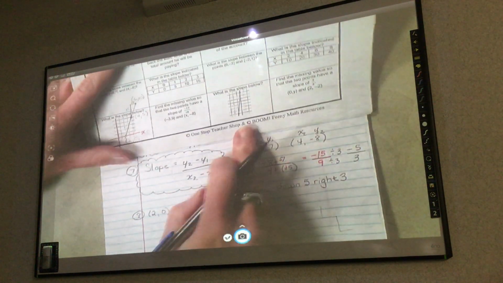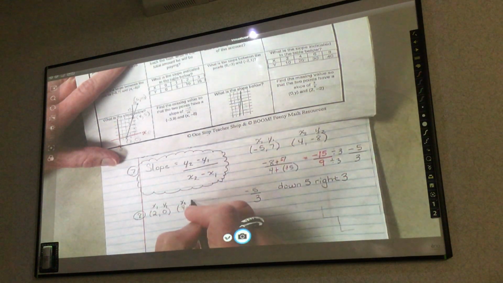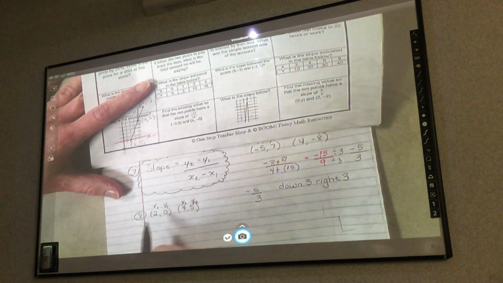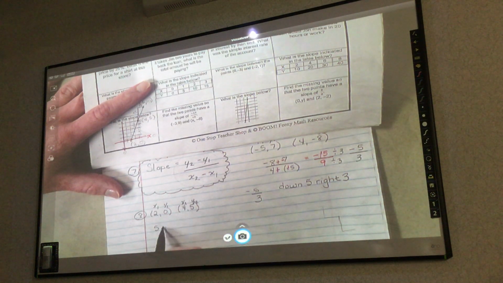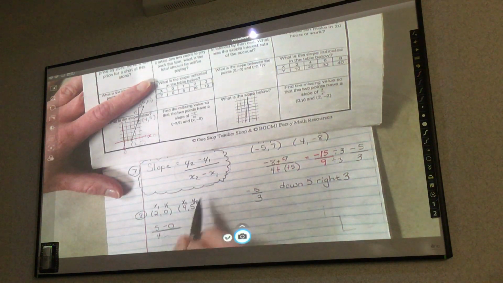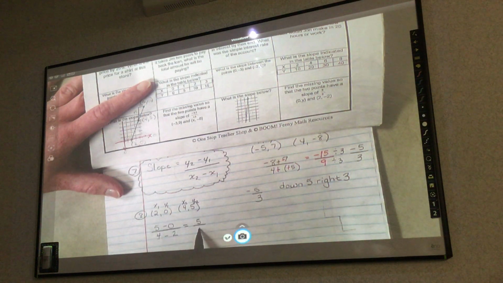Now we're gonna follow that formula. Wait, we better label x1, y1, x2, y2. So it'd be y2, which is, what number? 5. Oh, 5, yeah. Minus y1, which is 0. Equals 5 over x2 is 4 minus x1 is 2. Now we do the math. 5 minus 0 is 5. 4 minus 2 is 2.